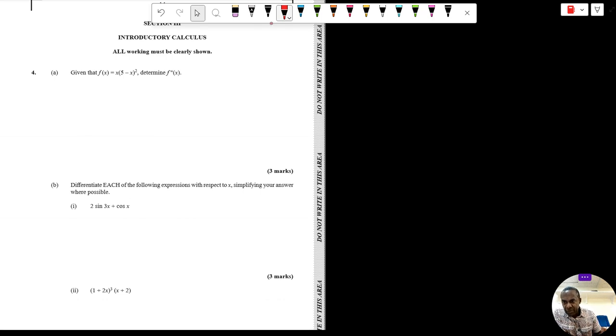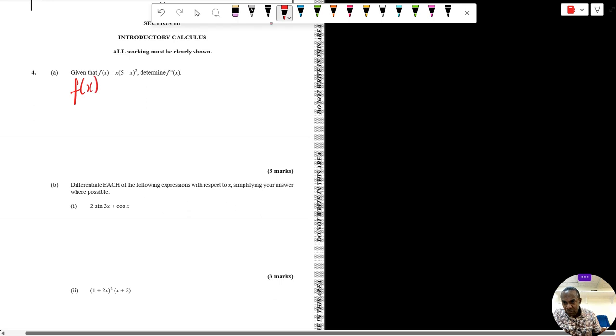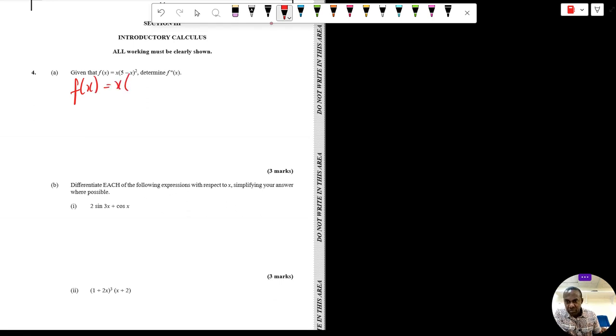So we can say that f of x is equal to x times (5 minus x) squared. Now, if we square this, we're going to get 25 minus 10x plus x squared. Now, at this level, you should be able to expand a binomial like 5 minus x without actually going through the small steps. And so when we do that, we're going to get that f of x is equal to 25x minus 10x squared plus x cubed.